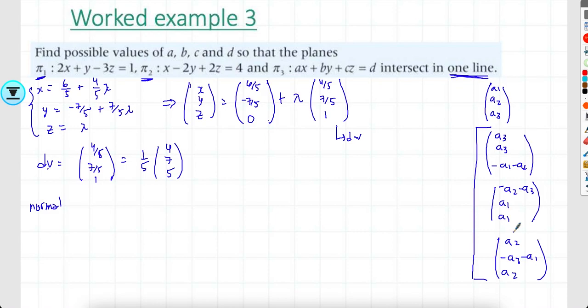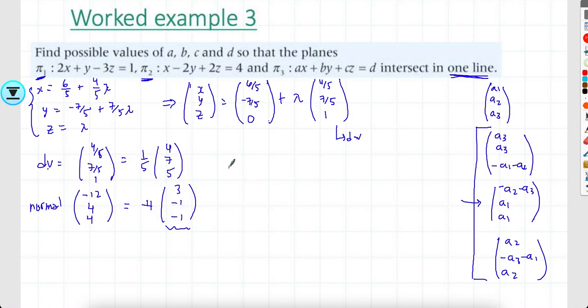So if I have 4, 7, and 5, I'll try this combination here, and I will get negative 12, 4, and 4. Now, I can make it nicer. I can take out a factor just like I did here. I can take out a factor of negative 4, and I end up with 3, minus 1, minus 1. So I can use this as my normal vector.